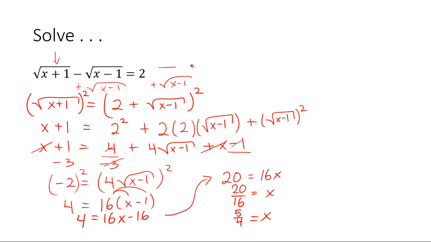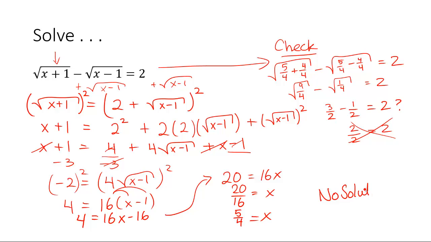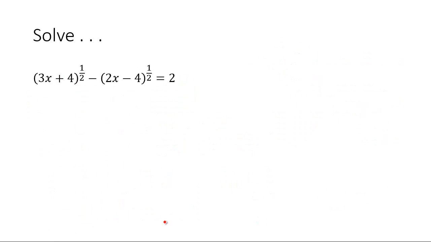So now we want to check. 5 over 4 plus 1, which is 9 over 4, and see if that minus 5 over 4 minus 4 over 4, which is 1 over 4, equals 2. So the root of 9 over 4 is 3 halves, minus the root of 1 over 4, which is 1 half. Is that equal to 2? No, that's equal to 2 over 2, which is 1. So there's a problem. This one actually has no solution because the only solution that was possible based on our algebraic procedure did not work. So let's take a look at this other one.